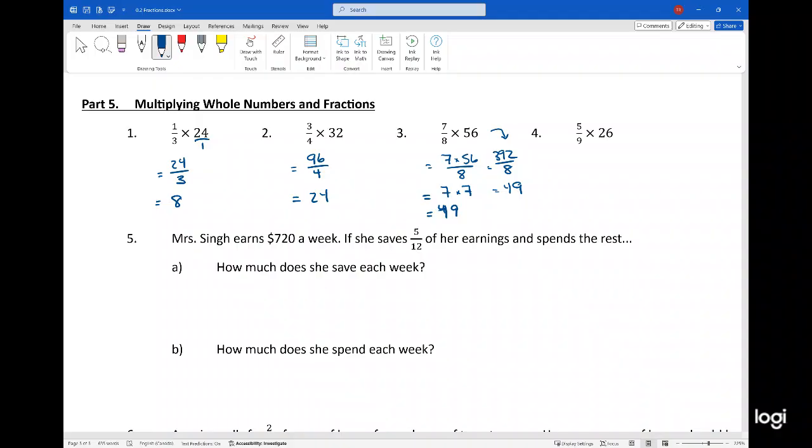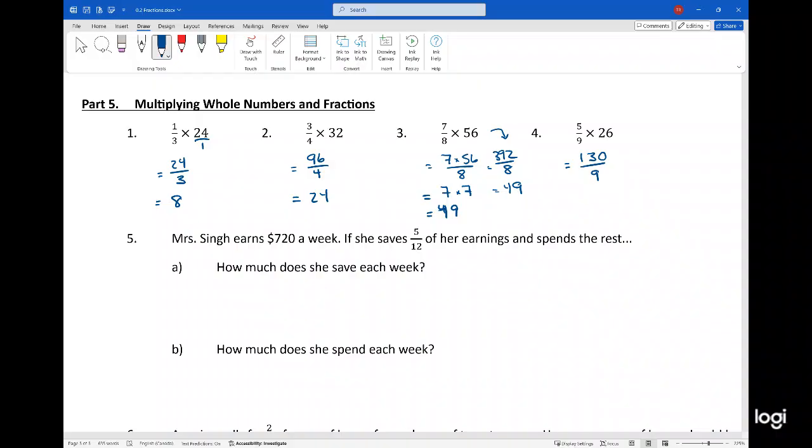So here, 5 divided by 9 times 26 is really 5 times 26 on the top and then 9 on the bottom. Unfortunately, 26 and 9 don't have the same divisors, so there's nothing to do there. So 5 times 26 is 130 over 9. And I can look for lower terms, but there aren't any.